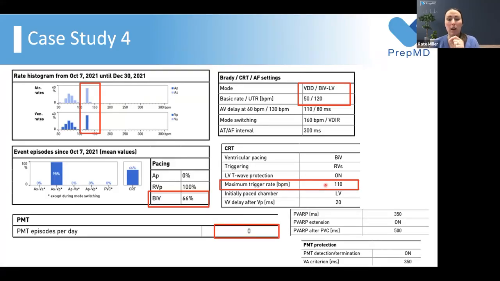Another thing I'll point out is that the max trigger rate is programmed to 110. And this parameter is also tied to the maximum LV pacing rate. So this is saying that the fastest the device will LV pace is 110, which is different than the max tracking rate of 120, which is a little bit interesting.